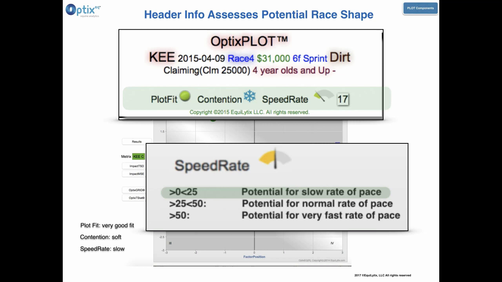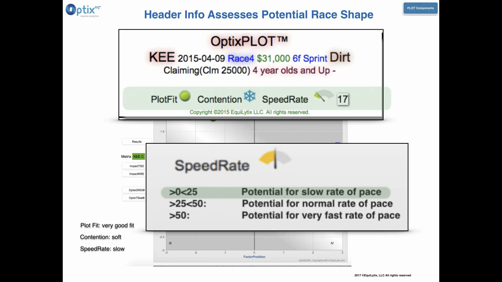In this case, with the snowflake and a speed rating of 17, we would expect not a contentious pace and not much speed going on. So we would probably upgrade horses that are forwardly placed, if they're in form. Anything over 50, with high contention, you're looking for a meltdown.